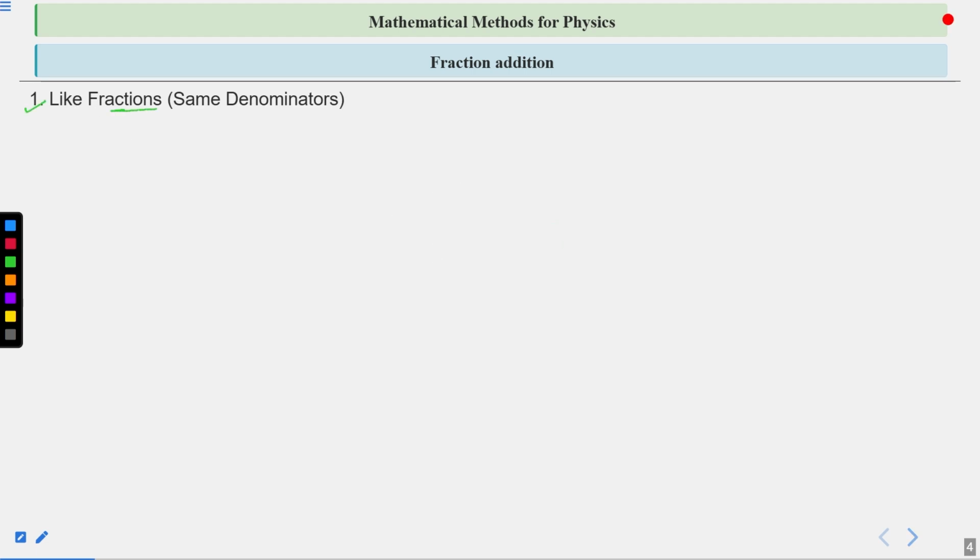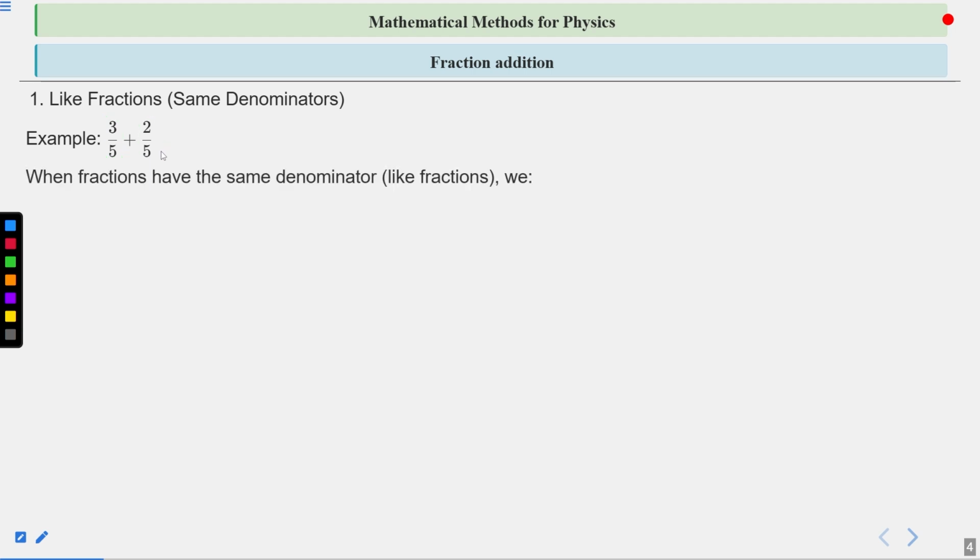Like fractions, same denominators. Look here. The first is 3 by 5 and the second is 2 by 5. Their denominators are the same, 5 and 5. So, when fractions have the same denominator, we keep the common denominator and add only the numerators.